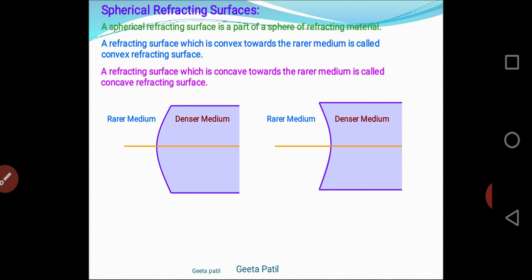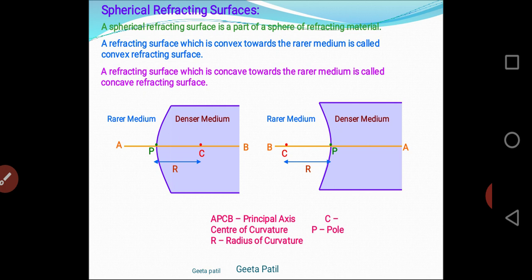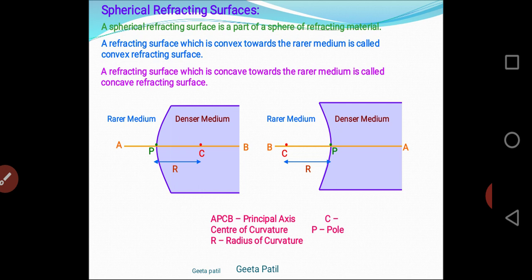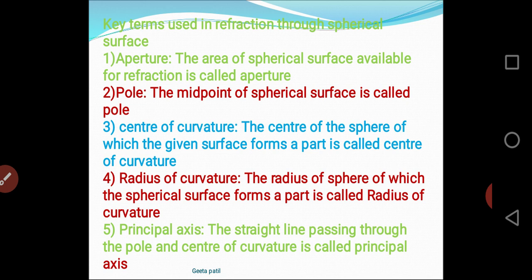Now, there are some key terms related with these refracting surfaces. In this diagram, A, P, C, B is known as the principal axis. C is the center of curvature. P is the pole and R is the radius of curvature. These are the key terms used in spherical refracting surfaces. We'll discuss them in detail here.